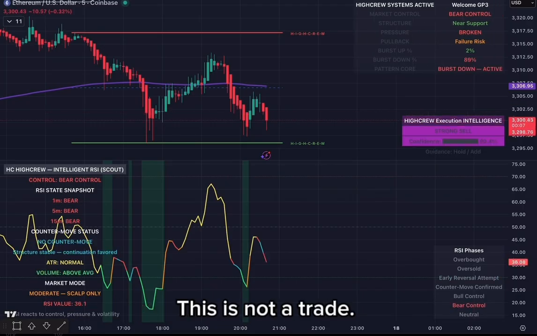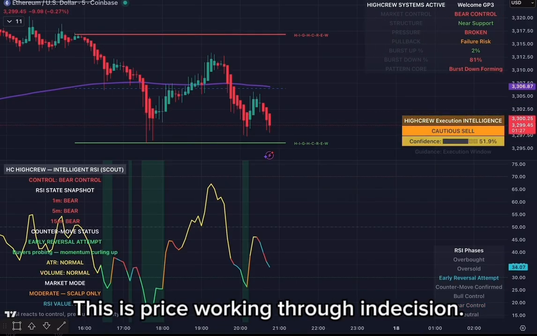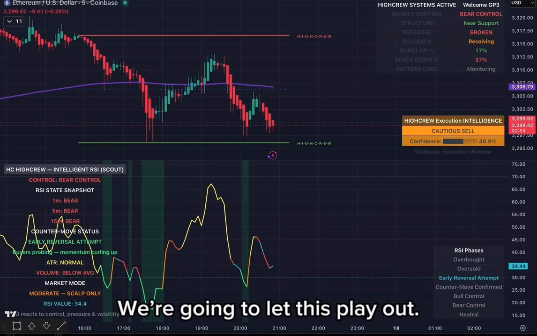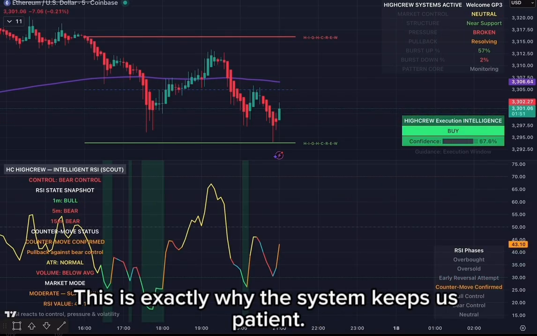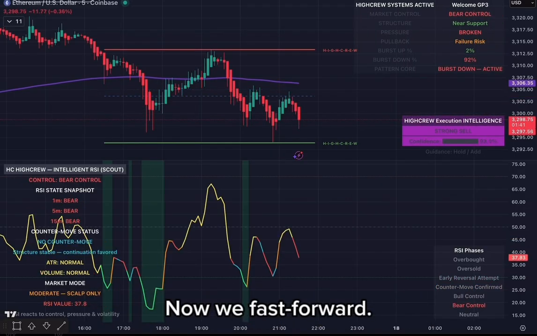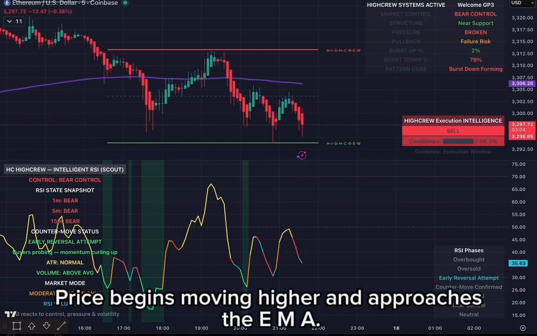This is not a trade. This is price working through indecision. We're going to let this play out. You'll notice choppy movement back and forth as the double bottom forms. This is exactly why the system keeps us patient. Now we fast forward. Price begins moving higher and approaches the EMA.